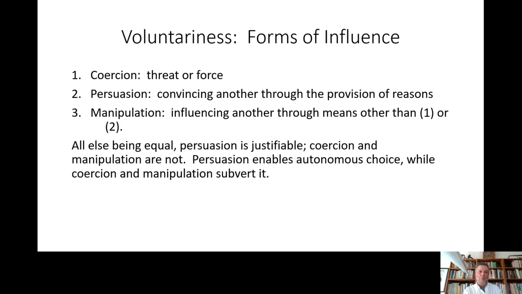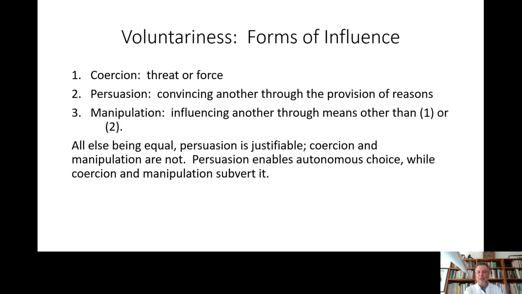How do we tell whether an action is voluntary or not? There are three forms of influence that we're concerned with: coercion, persuasion, and manipulation. Coercion is, by definition, wrong. It involves either a threat or actual force used against somebody. So it's purely objective. Persuasion is convincing another person through the provision of reasons.